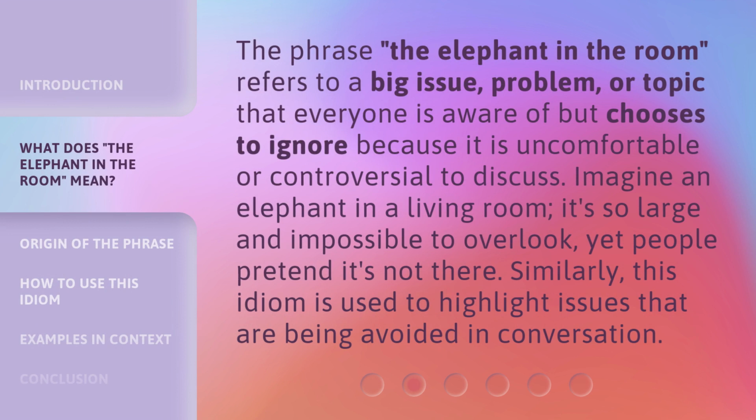The phrase, "the elephant in the room," refers to a big issue, problem, or topic that everyone is aware of but chooses to ignore because it is uncomfortable or controversial to discuss. Imagine an elephant in a living room. It's so large and impossible to overlook, yet people pretend it's not there. Similarly, this idiom is used to highlight issues that are being avoided in conversation.